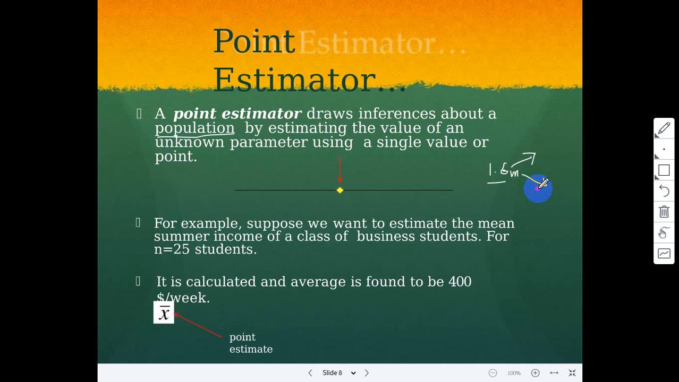Now, as we took a sample, we decided on the basis of just a single value. So this single value is the point estimate. For example, suppose we want to estimate the mean summer income of a class of business students for n is equal to 25.